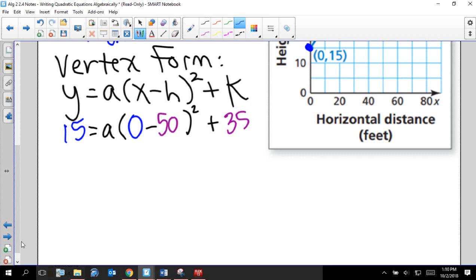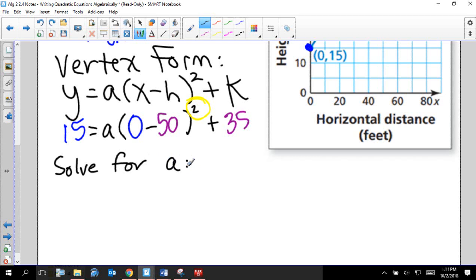Where people make silly mistakes is forgetting that squared. When we're doing quadratics, that squared has to be there. If you forget it, you will get the wrong answer. Make sure we write that squared in. So now we're going to solve for what's missing. What do we not know? We don't know a. And a could be a reflection, or a stretch, or a shrink. We're going to solve for a.